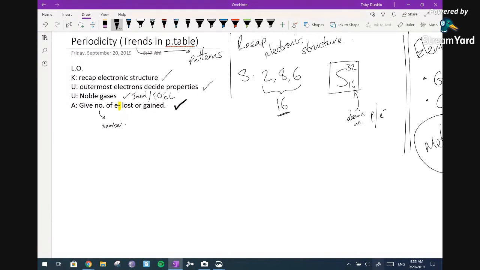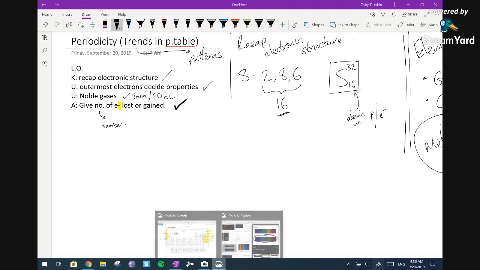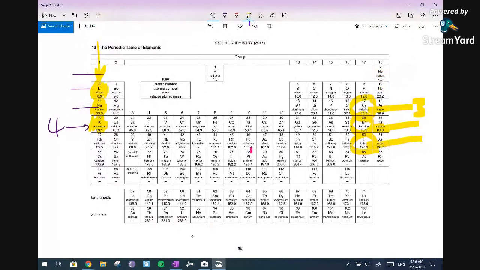Group 1 will lose 1. Group 2 will lose 2. Group 7 will gain 1 and the noble gases won't do anything at all. I'm going to ask you one more question before I end my lesson. So, I might ask a couple actually. Let's just do a little bit of assessment.